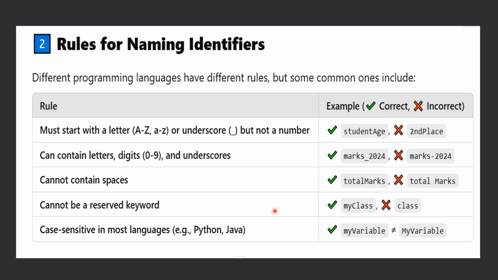Identifiers should also be case sensitive, like myVariable is not equal to MyVariable. As you can see, everything is the same, just the case of m is different. So myVariable is not equal to MyVariable. Whatever your identifier name is, whatever its case and convention are, you must carry on with that for the entire code so that it is traceable. And that's pretty much it.